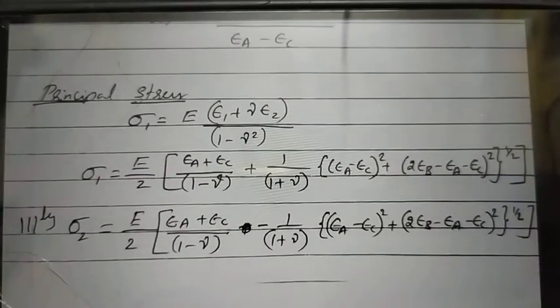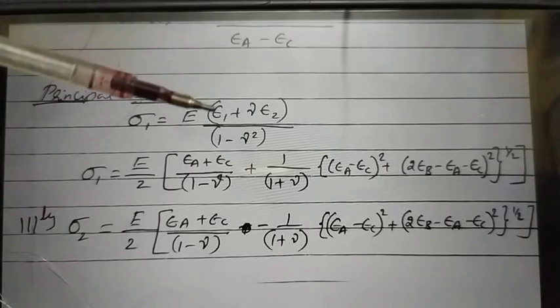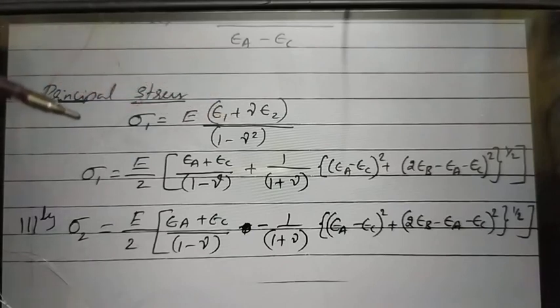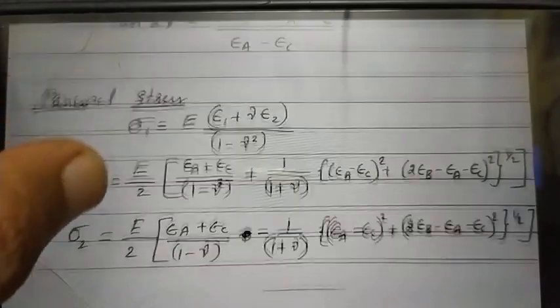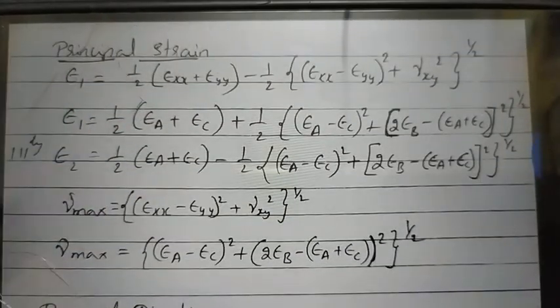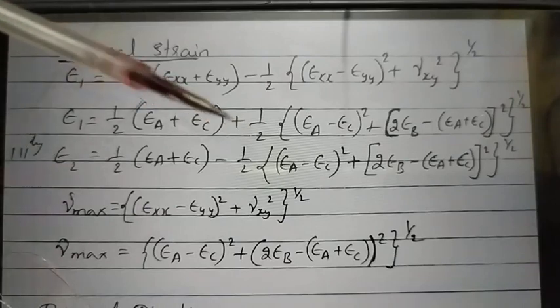As you know, you have the previous equation, that is sigma 1 is equal to capital E into epsilon 1 plus nu into epsilon 2, by 1 minus nu square. So this is the basic equation. You have to determine the principal stresses by using the values you have got earlier. I got the equations for epsilon 1 and epsilon 2. These are the equations obtained for the 2-element rectangular rosette.